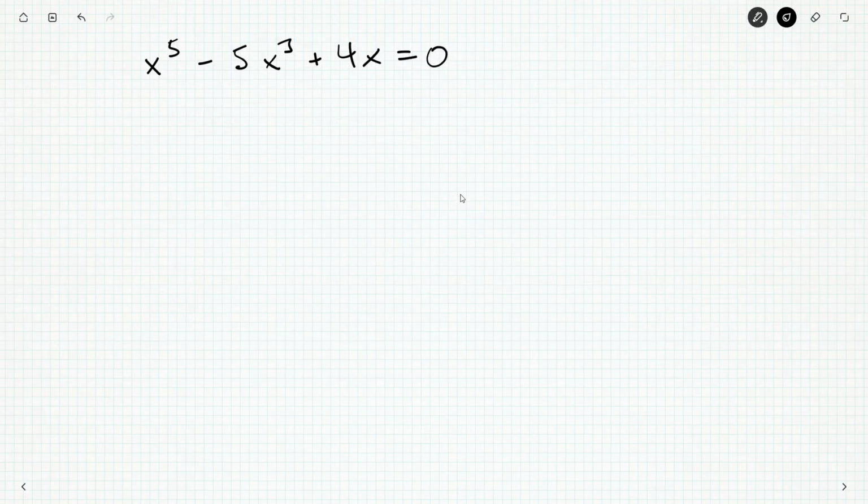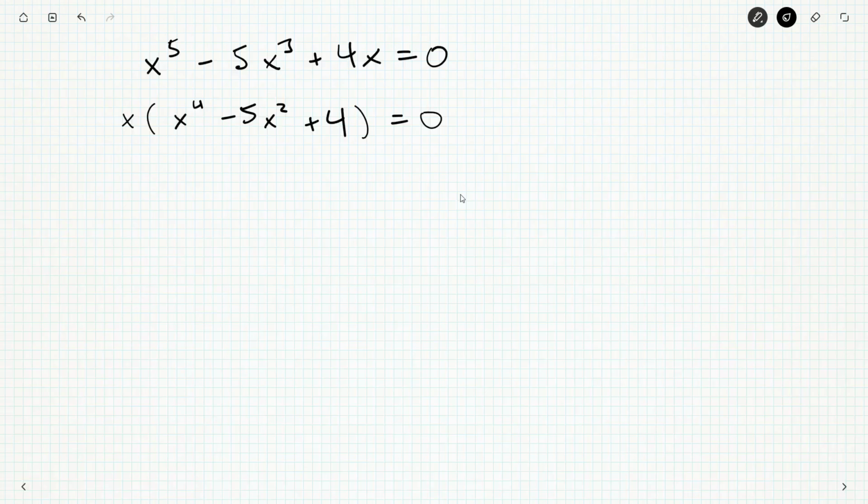And I notice every term over here has an x, so we can factor out an x, and we'll get x to the 4 minus 5x squared plus 4. And now we just need to factor out a quintic, or not a quintic, a quartic here. And there is a quartic formula, but no one memorizes it. It's way too annoying. So what are we to do?